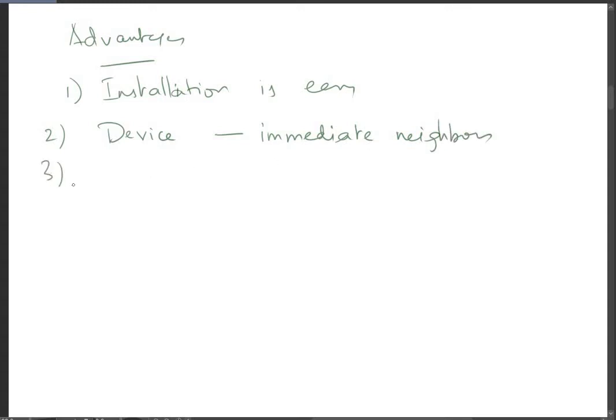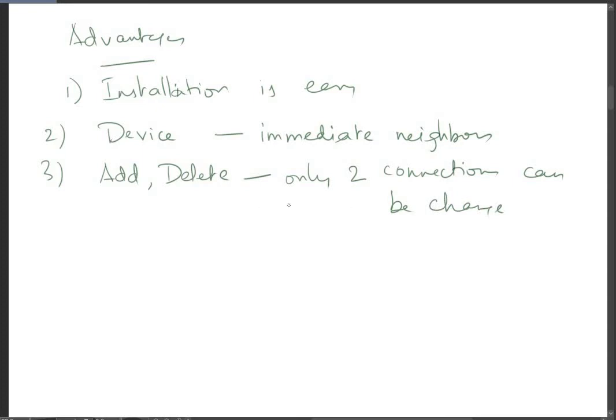Another advantage is, even if you want to add or delete a device in between, we can disturb only two connections. So if you want to add a device or delete a device, only two connections need to be changed. So these are the advantages of the ring topology.